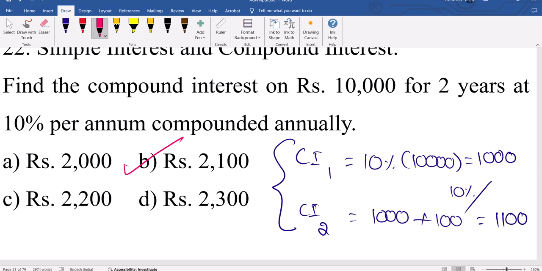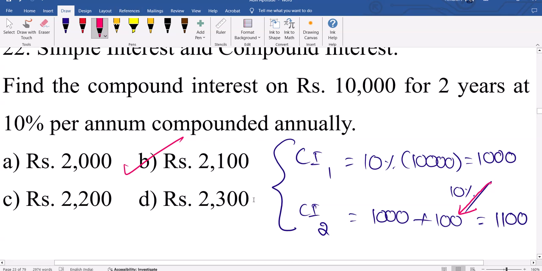First year 1000. Compound interest is interest for interest, that you can observe here. 1000 is interest, and for that I am taking interest. That is why the name for the topic is compound interest. For interest we are calculating interest. Brick on brick is a compound wall. Here interest for interest is compound interest. The name is because of that.